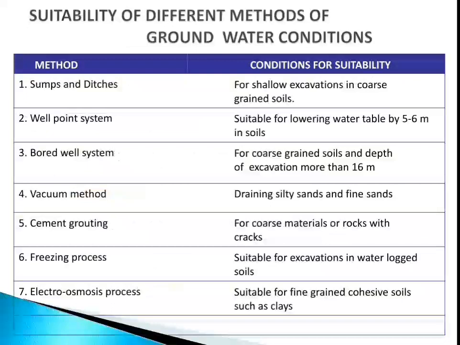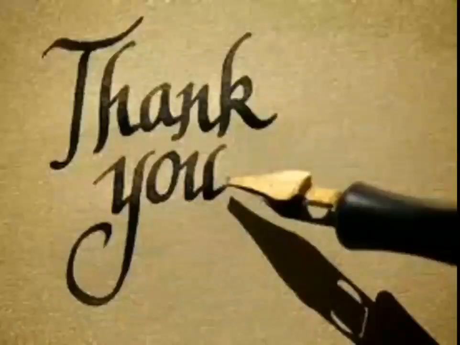The vacuum method is used for draining silty sand and fine sand. Cement grouting is for coarse material like rock with cracks. The freezing process is suitable for excavation in waterlogged soil, and the electro-osmosis process is suitable for fine grained cohesive soil such as clay. So here I end my session.